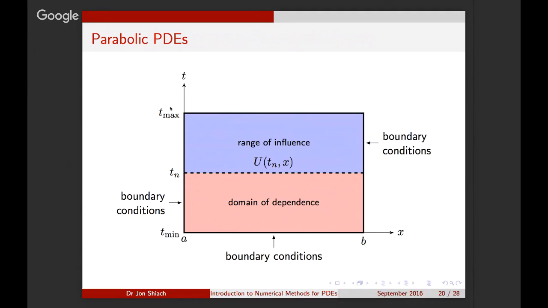And looking at it the other way, if we look into the future, which is the blue bit, forward in time, all of these points on the dotted line affect all of these points forward in time. So think of the domain of dependence as being backwards in time and the range of influence being forward.